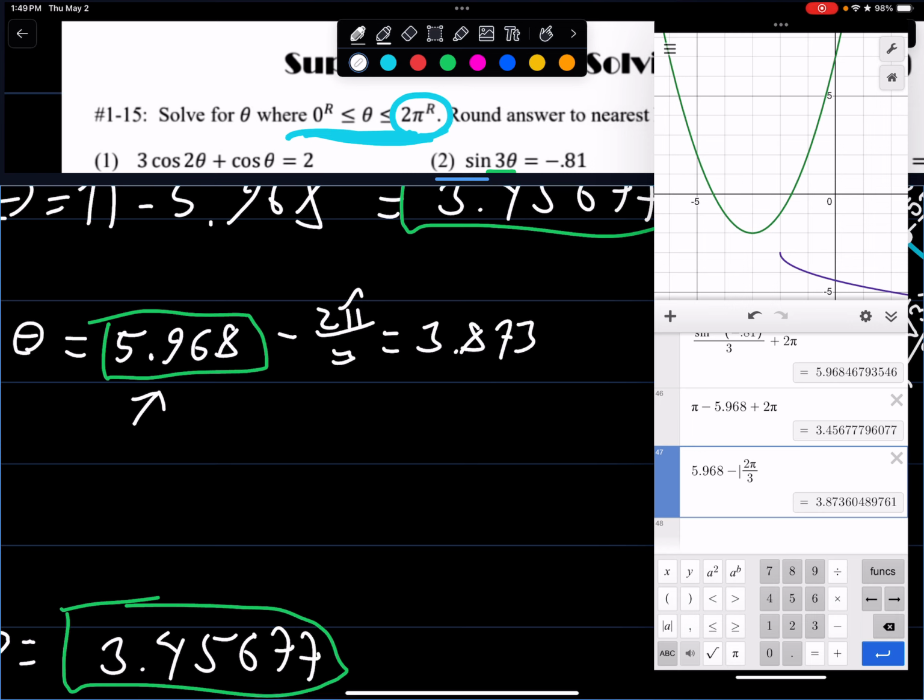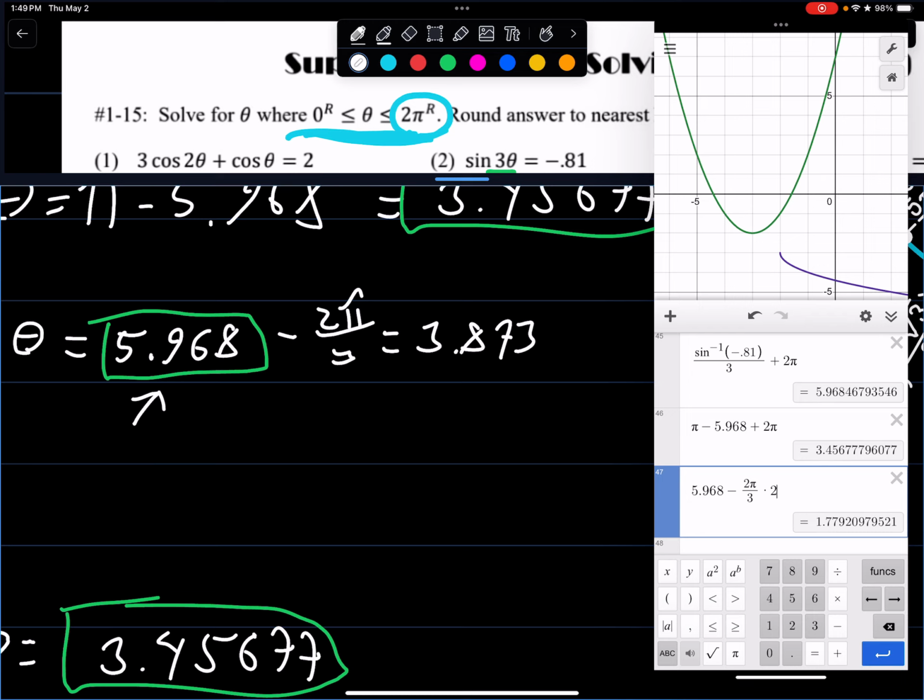3.873. And our bottom range is 0, so we can subtract more 2 pi over 3s. So I'm just going to multiply that by 2 to subtract another one, and this will be another solution for us, 1.779. And if you multiply this by 3 to subtract another one, you'll see we actually start getting negative, so we're below 0 now. So these are 2 solutions right here.